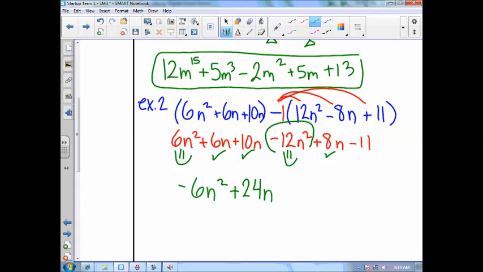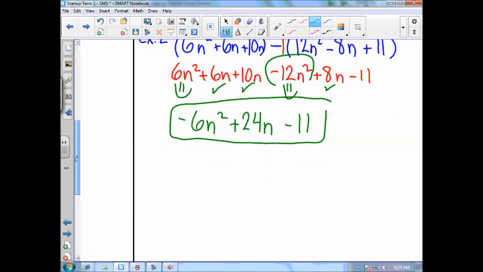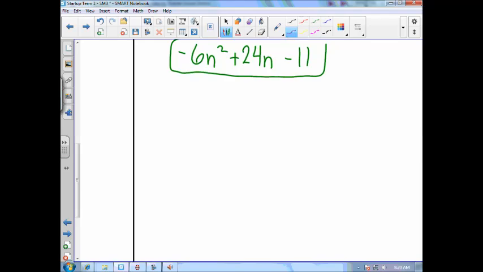And then does -11 have a like term? No. So, we've written this in standard form because it's decreasing in power. N squared, n to the first, n to the 0. The -11 is actually n to the 0. Okay, any questions about adding and subtracting? Okay. Sounds like you guys have pretty much done this before, so that's a good sign.